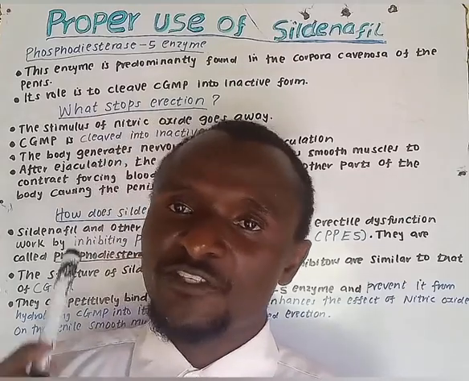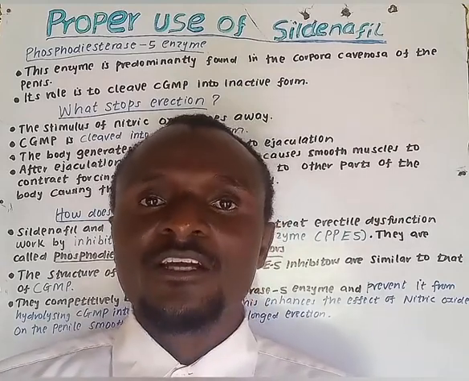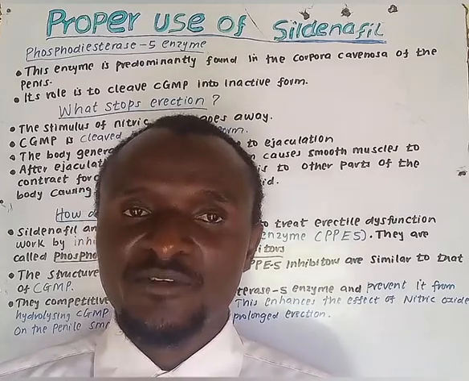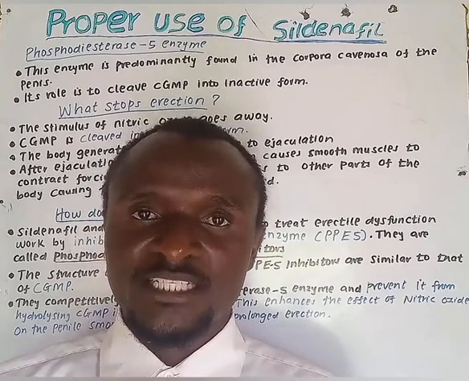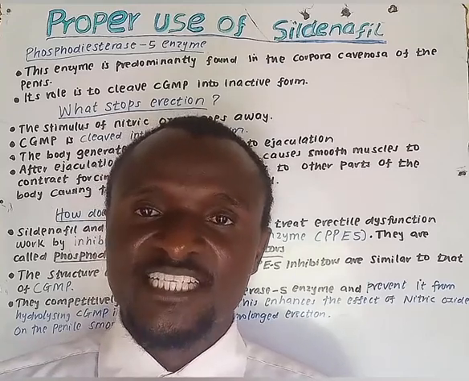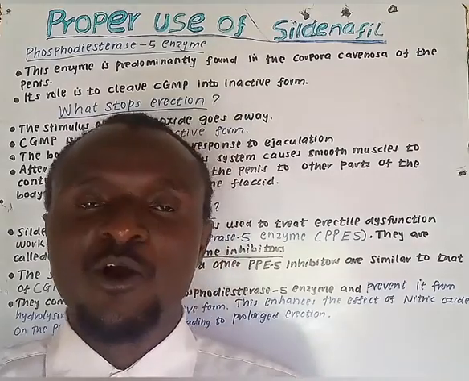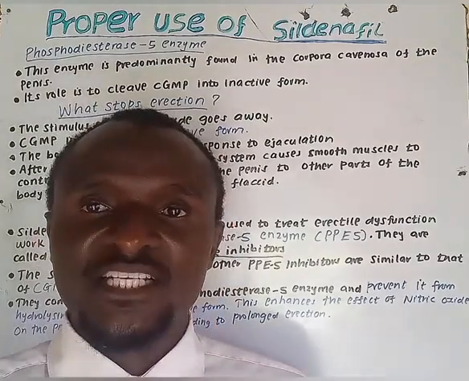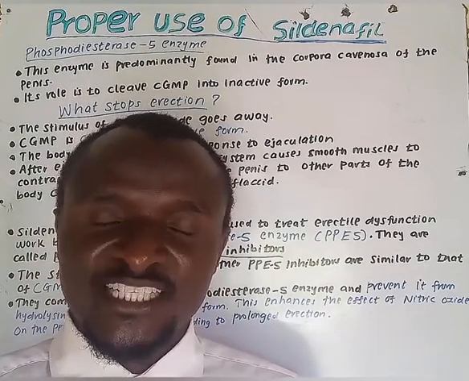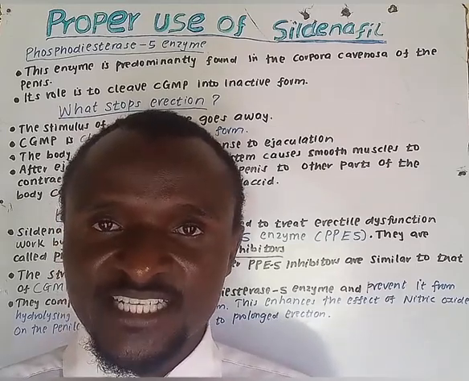Let's look at the phosphodiesterase 5 enzyme before looking at what stops erection. Phosphodiesterase 5 enzyme is predominantly found in the corpora cavernosa of the penis, and its role is to cleave cyclic GMP into its inactive form. So let's look at what stops erection. Number one, the stimulus of nitric oxide goes away. And number two, cyclic GMP is cleaved into its inactive form by phosphodiesterase enzyme.